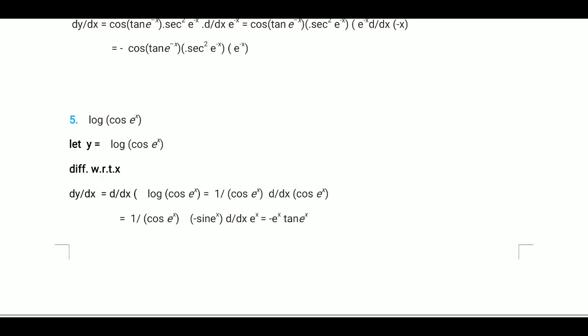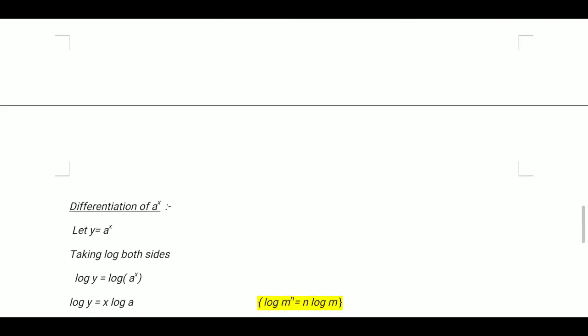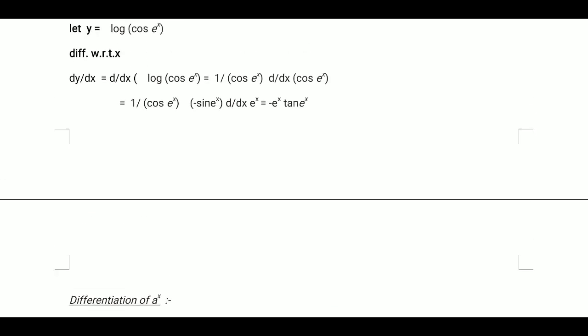The cos, after differentiation, gives a minus sign. This will be minus sine e power x. Now the differentiation of e power x will become e power x. So in totality it will become minus e power x tan e power x, as sine upon cos is tan. So this becomes tan e power x, and the differentiation of e power x is e power x, and we have a minus sign, so this is minus e power x tan e power x.